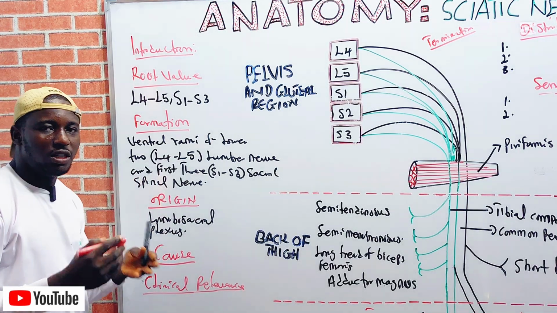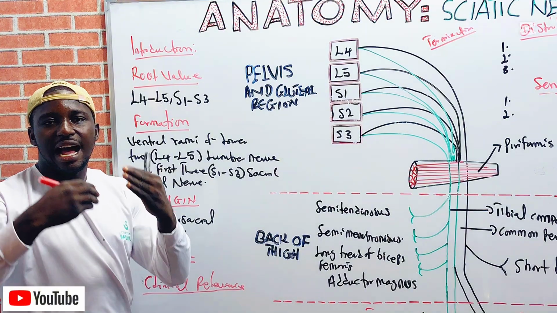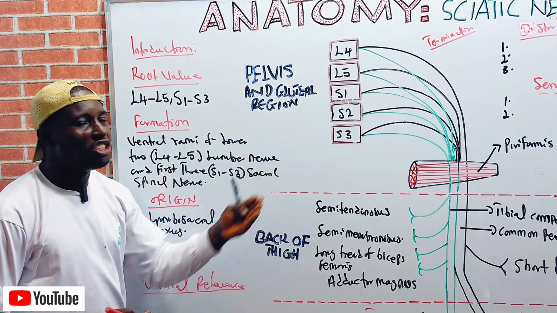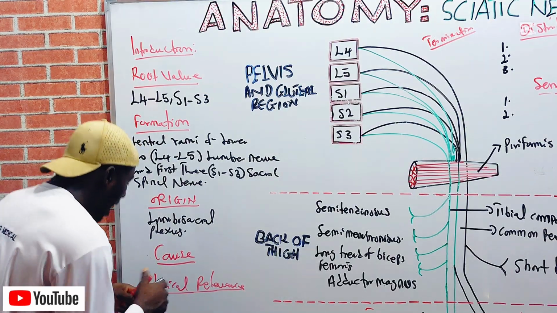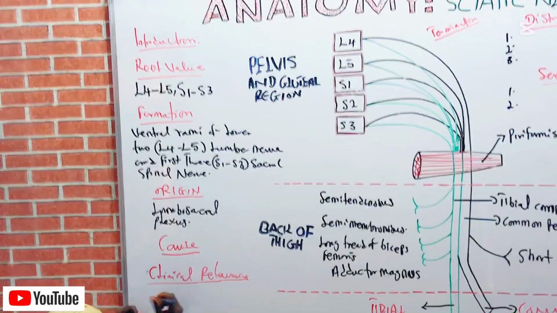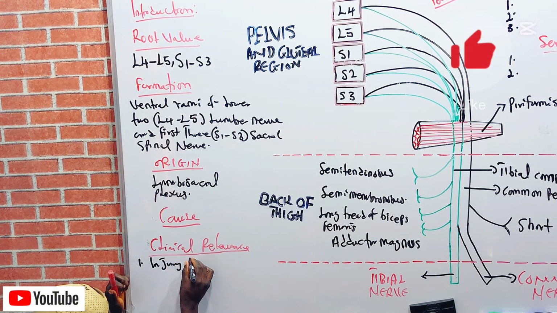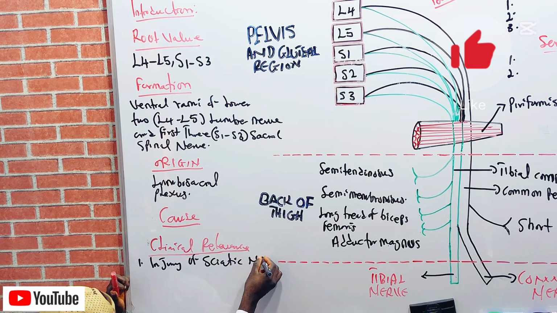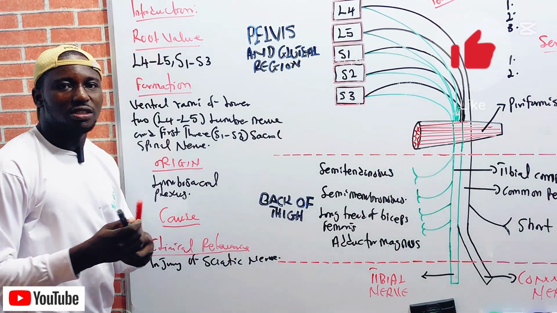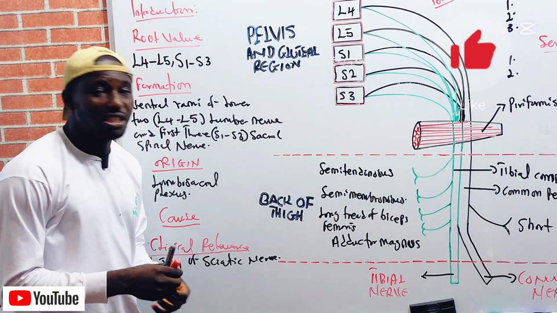Now let's discuss the clinical relevance. What are the clinical relevance that is associated with the sciatic nerve? Number one is the injury to the sciatic nerve. Now, what are those occurrences that can lead to the injury to the sciatic nerve?